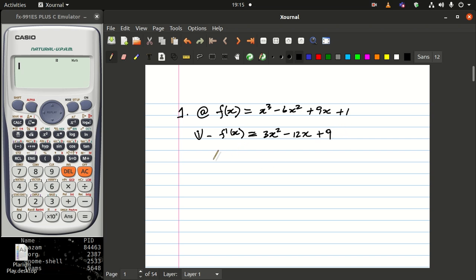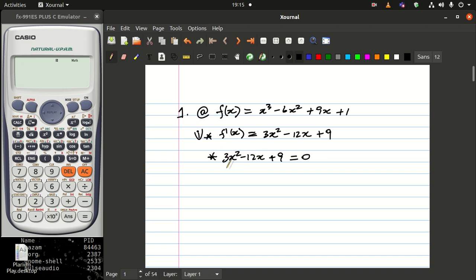The second step is to set this derivative equal to 0, so we end up with 3x squared minus 12x plus 9 equal to 0. Remember, this is not a manual, I'm just telling you the steps. First you find the first derivative. The second step is to set the first derivative equal to 0. Then you solve for x and see what you are getting.